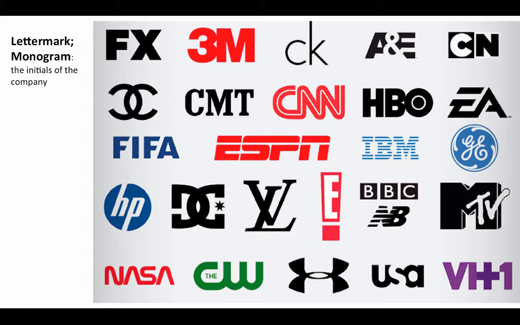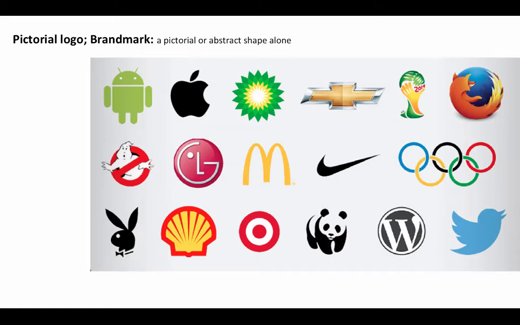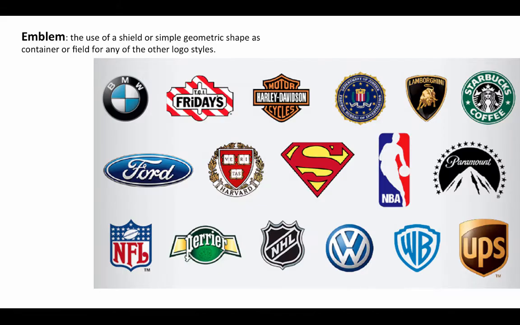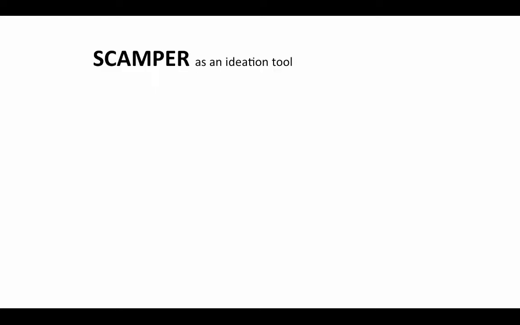The letter mark or monogram just uses initials. Pictorial logos or brand marks just use pictures, of course. The combination logo, here we have pictures with words. And the emblem uses a shield or a simple geometric shape as a container or a field for any of the other logo styles.